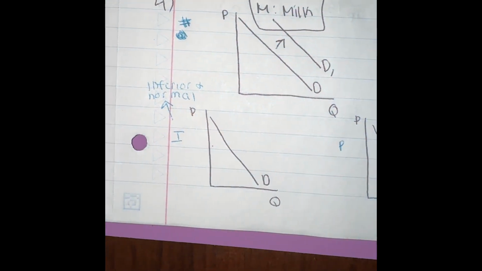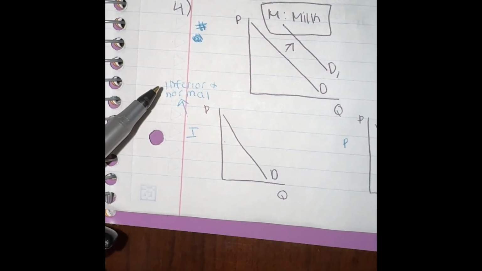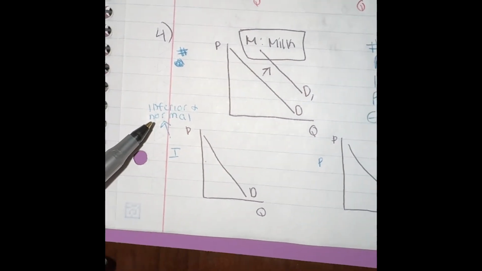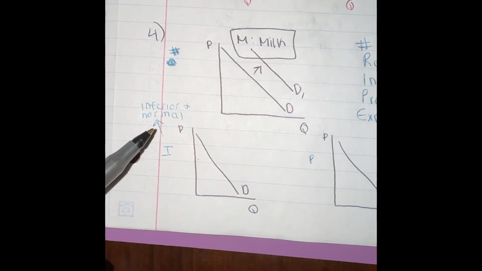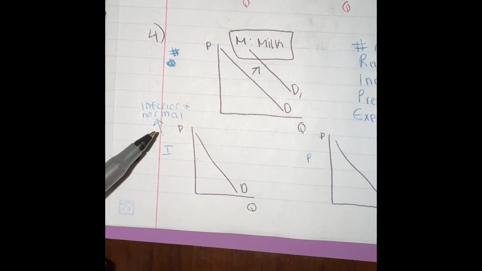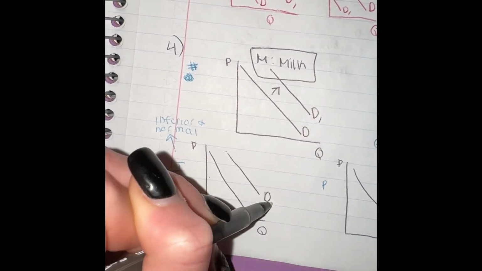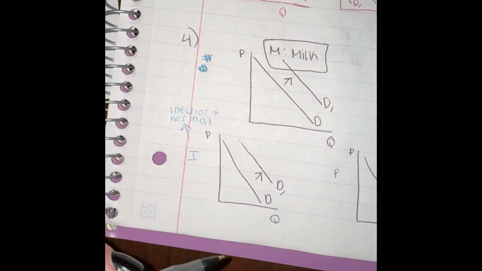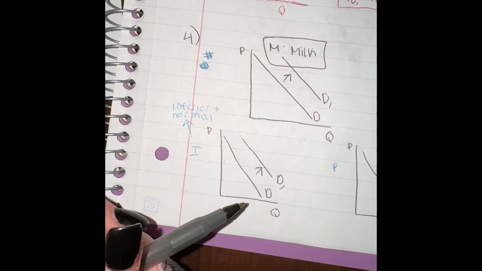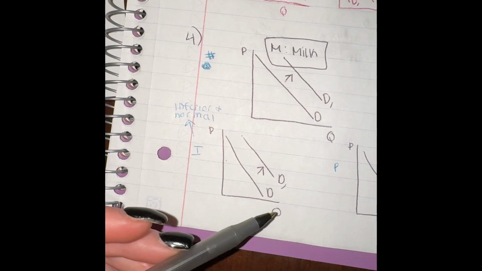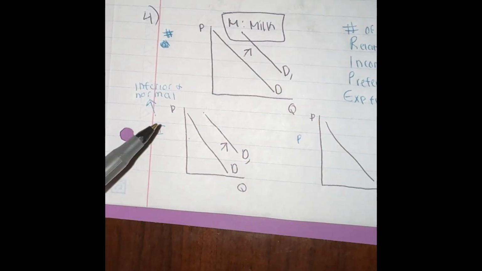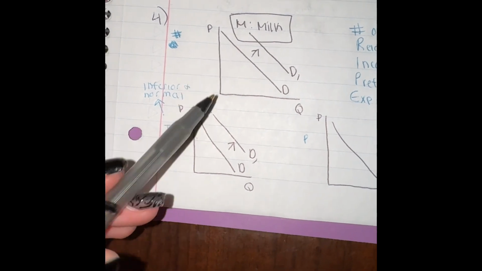Another determinant is income. This includes inferior and normal goods. So for example, let's say the economy goes into a recession. This causes incomes to decrease. However, due to this, the overall demand would increase, leading to an increase in price and an increase in quantity. And this is all while assuming that milk is an inferior good.